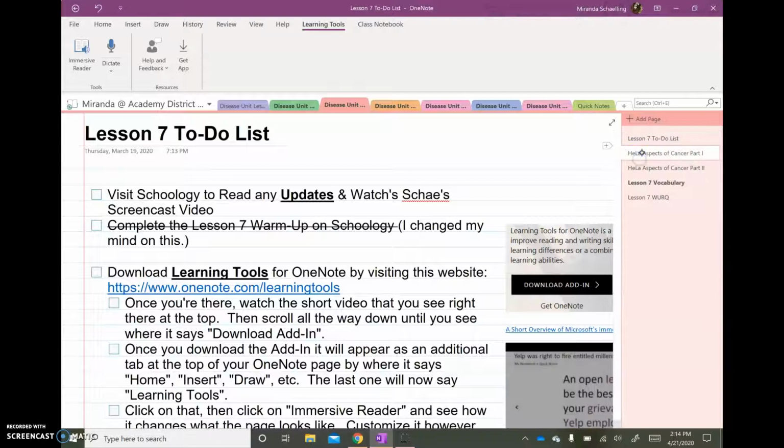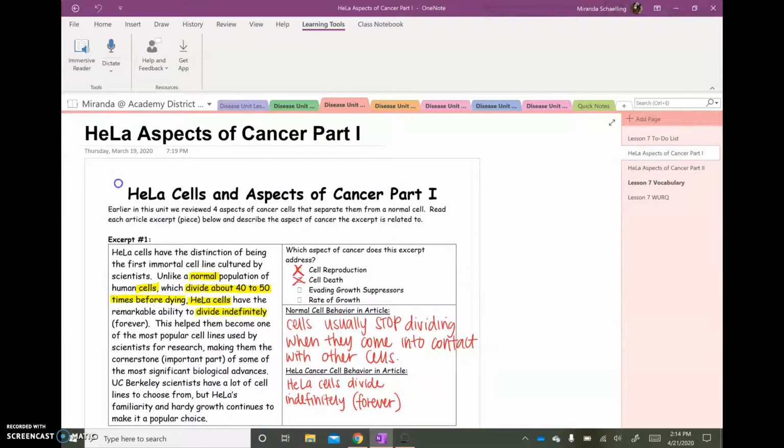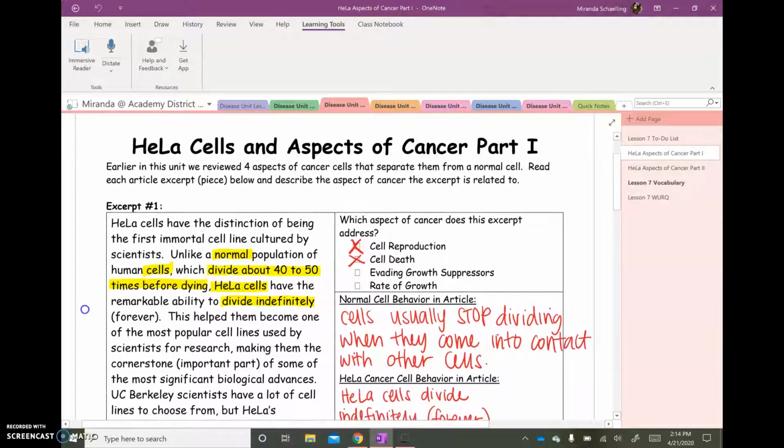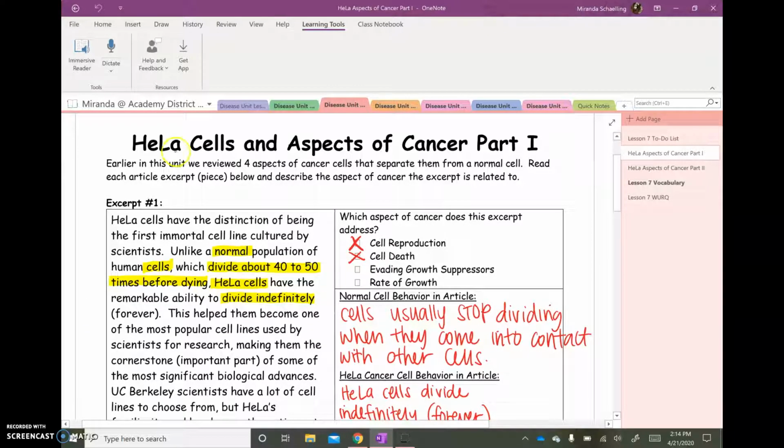Okay, and then we're going to go into talking about HeLa. All right, so Henrietta Lacks was a really cool lady. She was alive in the 1950s and died of cervical cancer. And they took part of her tumor and those are the immortal cells. So these are the cells that are still alive today, and they're called HeLa for Henrietta Lacks.